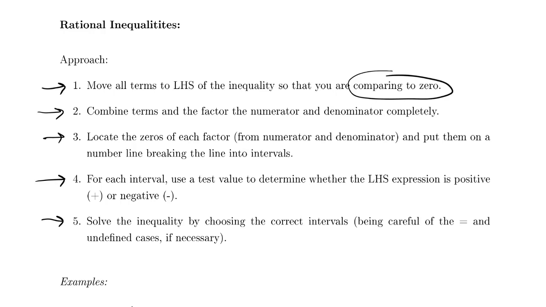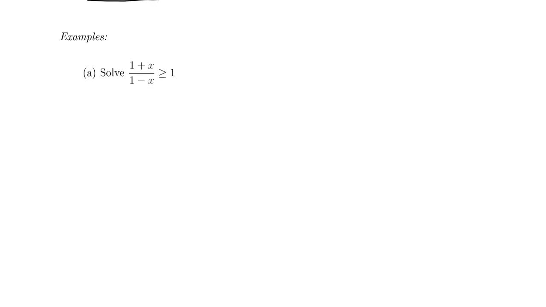But we have to be concerned again, not only with the cases of the greater than or equals or less than or equals, but also we're going to have to worry about undefined cases, because we have denominators now. So let's go to an example. Here's what I mean. We have a rational inequality: the rational expression (1 plus x) over (1 minus x) greater than or equal to 1.